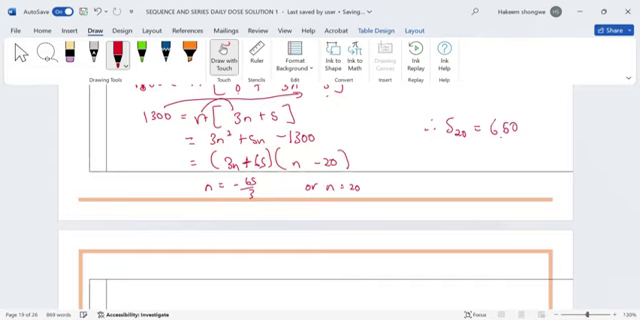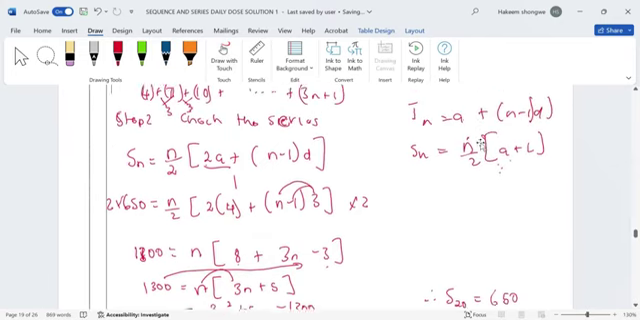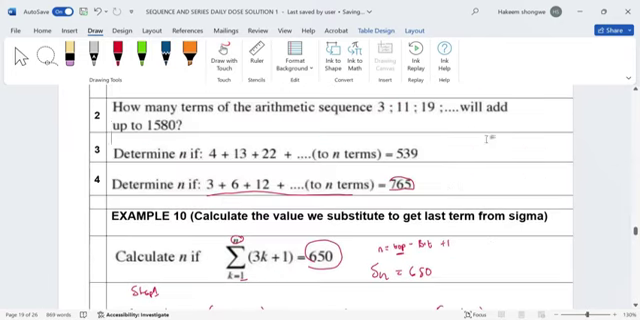650. But that's not what we're looking for, remember. What are we looking for? We're looking for the number that we substitute to get the last term. So basically, we have these two. Sometimes they differ, sometimes they're the same. In this question, we are lucky because they're the same. So you come and say, okay, here's what you have. You have this value here, which is the value that we just got. It's 20.